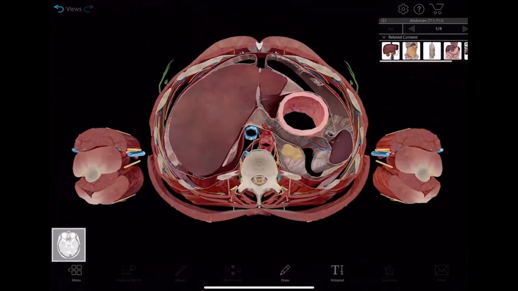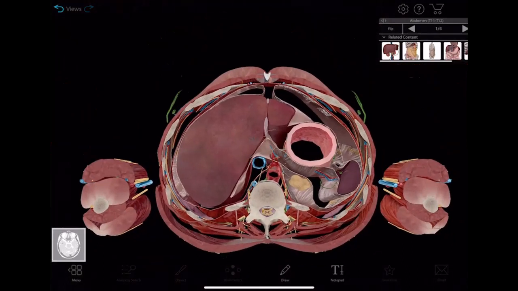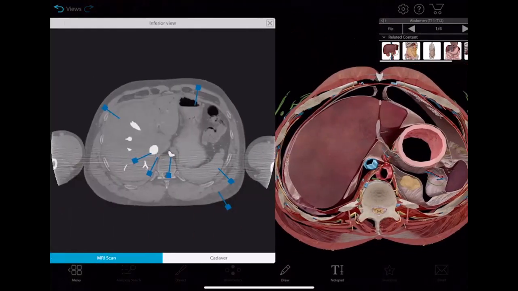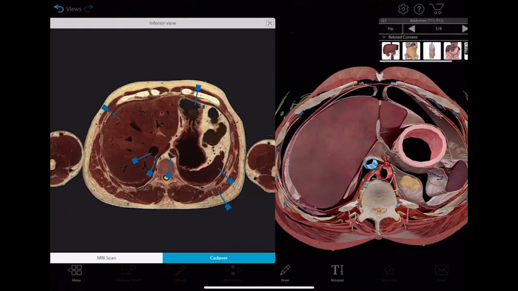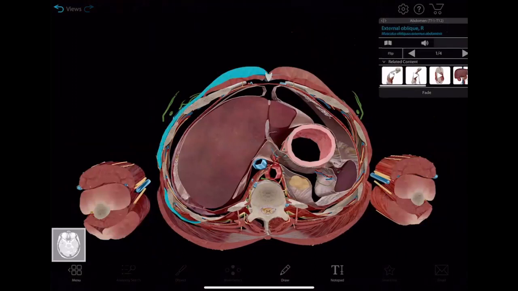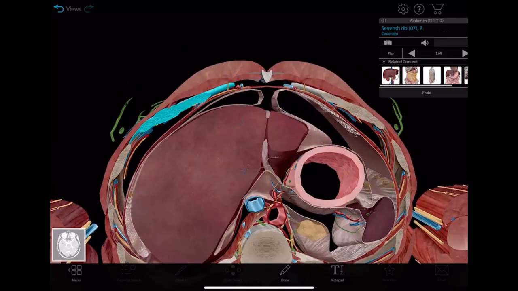This is the cross section, right? At T11, T12, that is below the umbilicus, right? I'll show you. This is the MRI, right? This is the cadaver. Cadaveric is like this. We'll see here only. You see, the selected structure is the external oblique muscle, right? Both sides, this is the external oblique, whereas this one is rectus abdominis, right? Selected structure is rectus abdominis, and this is the rib, right?